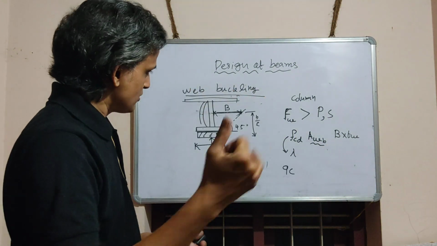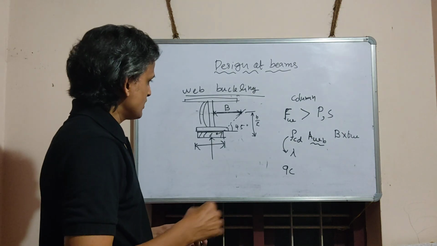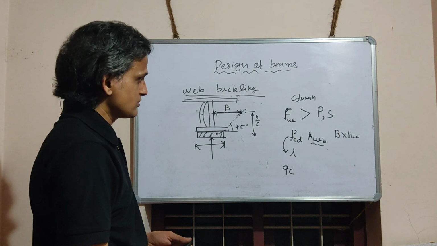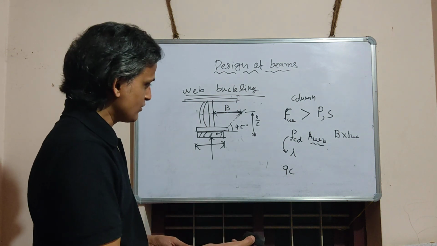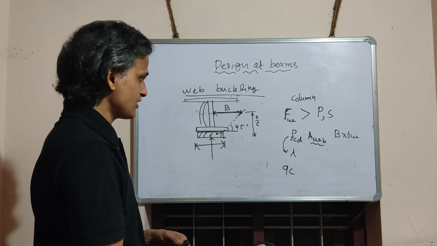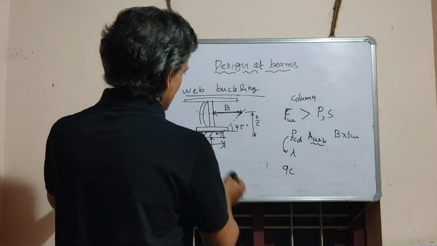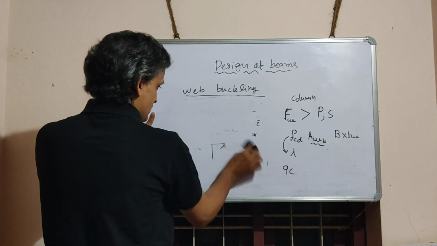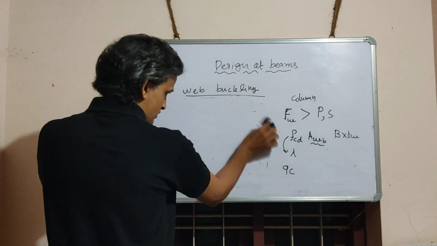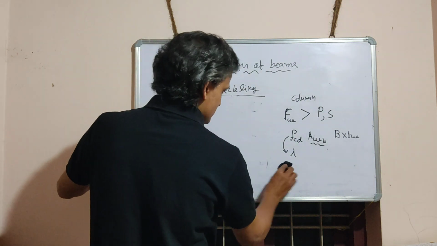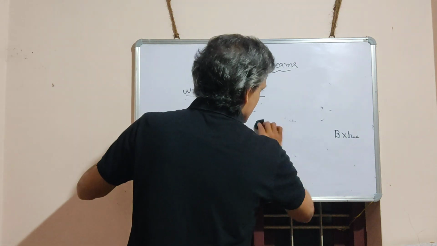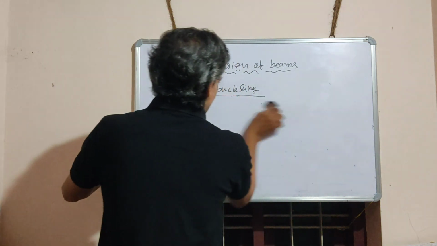In one of the question papers, they asked what is the dispersion angle. It is 45. As per IS 800, it is 45. This question was asked in one of the GATE question papers itself. I don't remember the year, but that question was there. See how simple it is. This is about web buckling.